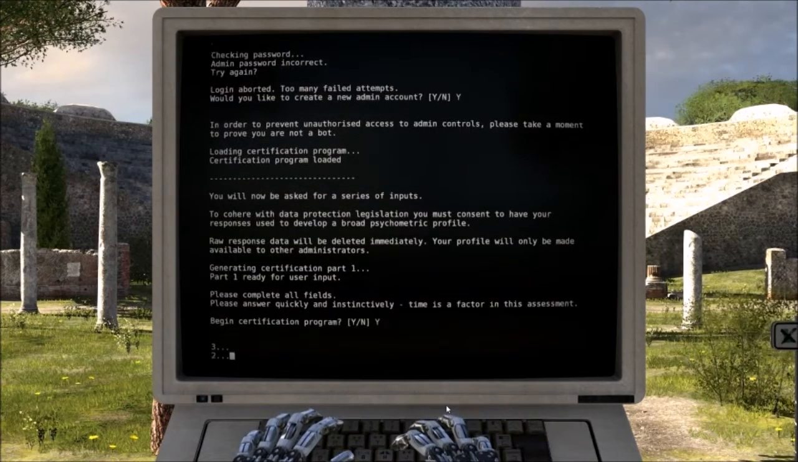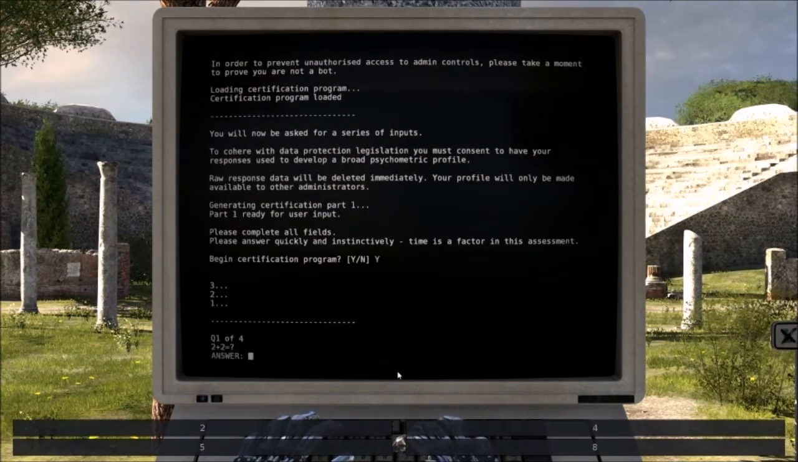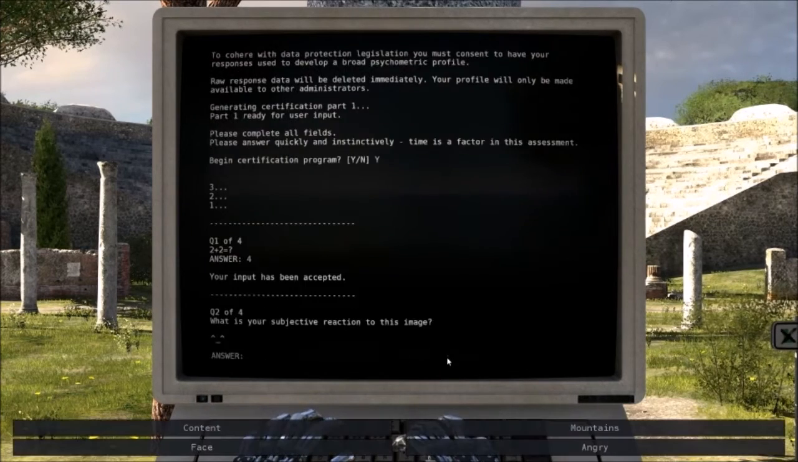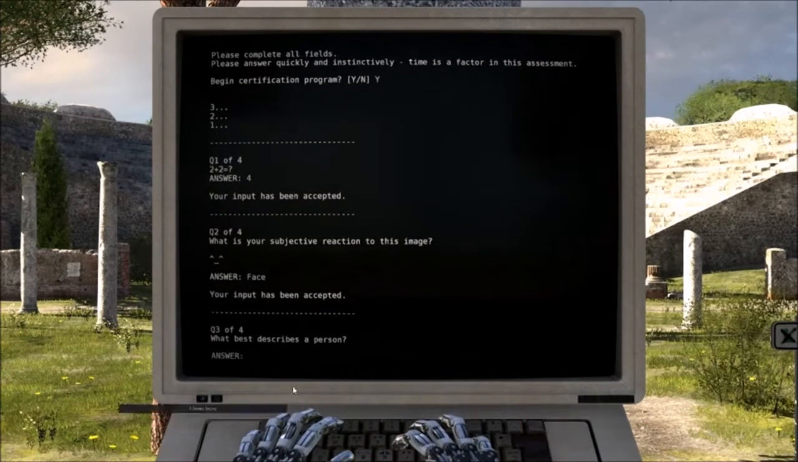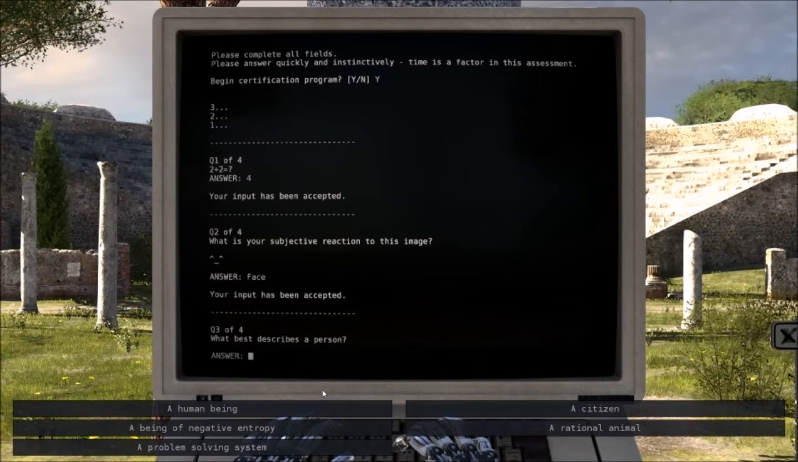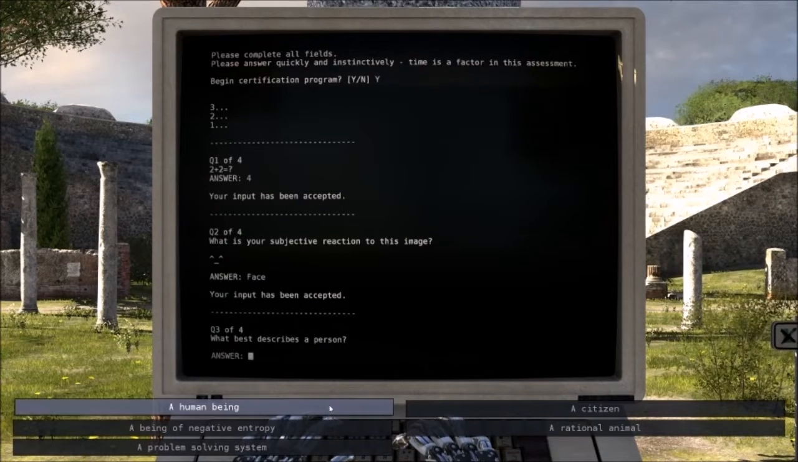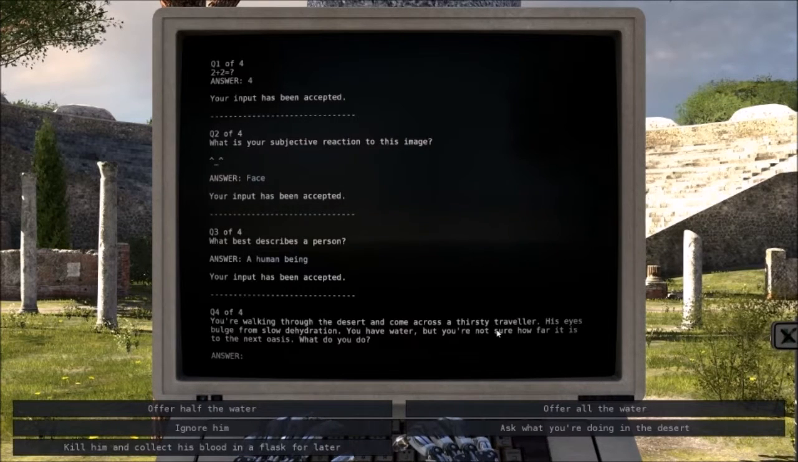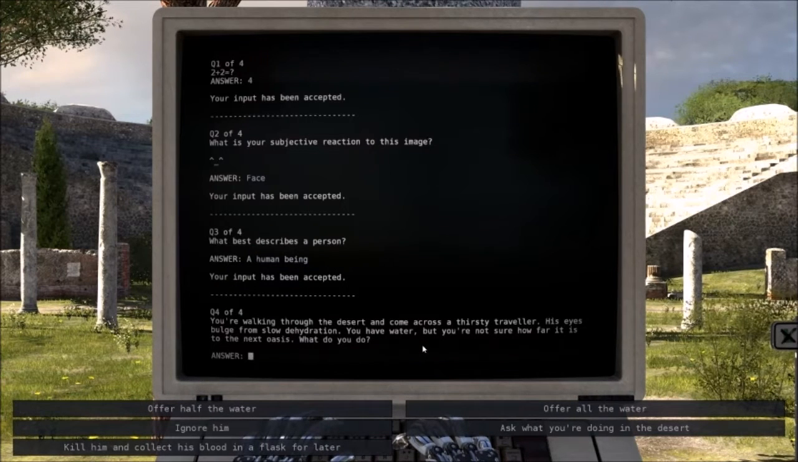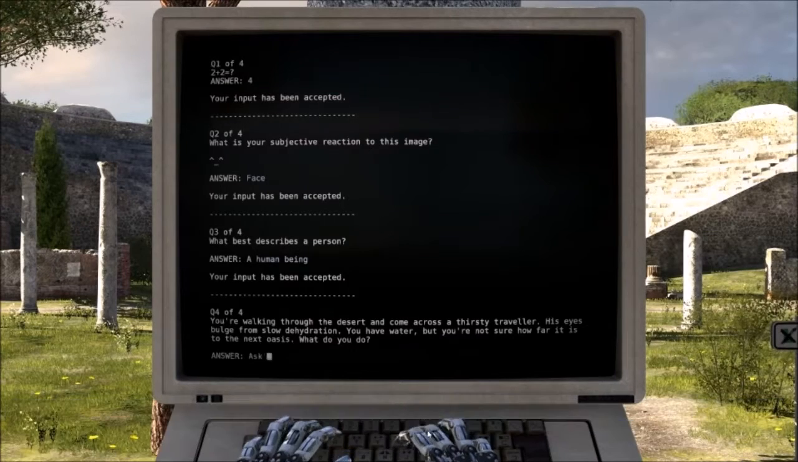Okay. 2 plus 2 equals 4. What is your subjective reaction to this inner image? Face. What best describes a person? A human being. You're walking through the desert and come across a thirsty traveler. His eyes bulge from slow dehydration. You have water, but you're not sure how far it is to the next oasis. What do you do? What am I doing in the desert?